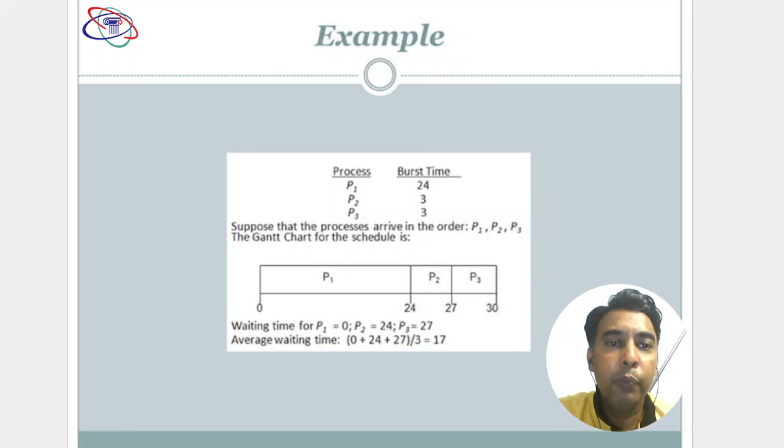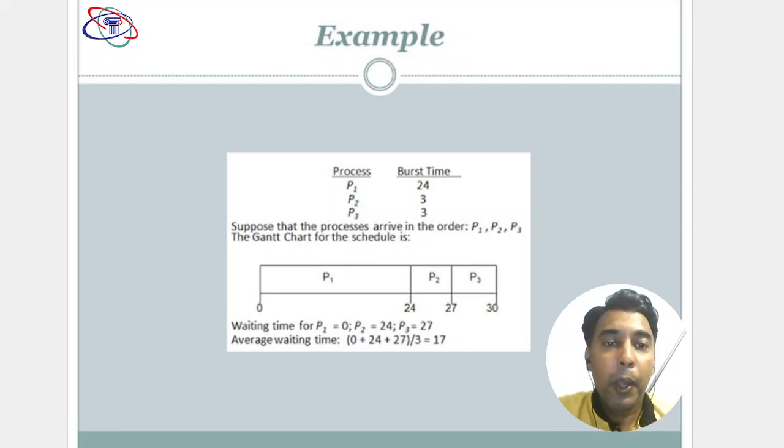from 27 to 30. When we calculate the waiting time, P1 is of course 0, but the waiting time for P2 is 24 seconds, because the CPU is first allocated to P1. P1 will execute completely, and only after that can P2 get the CPU. So P2 will get the CPU after the 23rd second, that is, the 24th second. Then after completion of P2, P3 will get the CPU on the 27th second only.